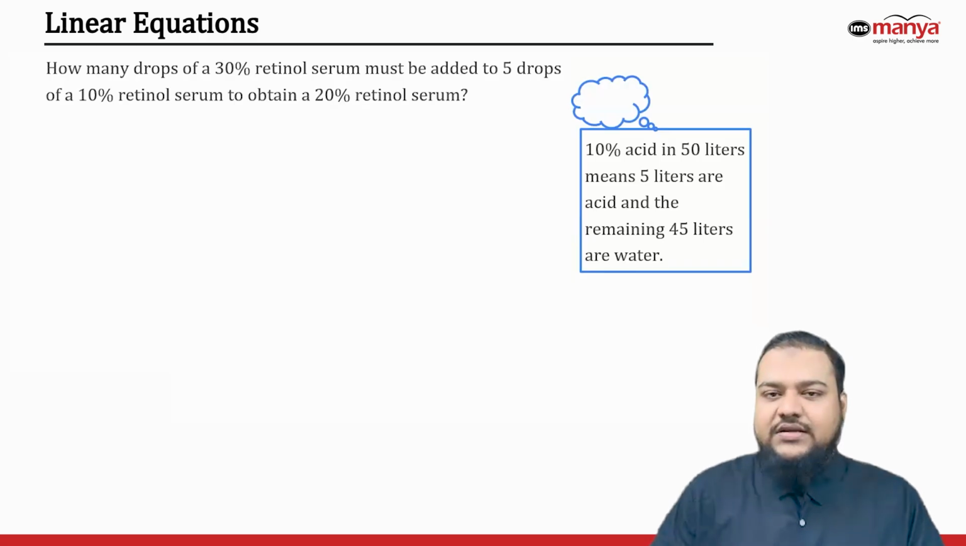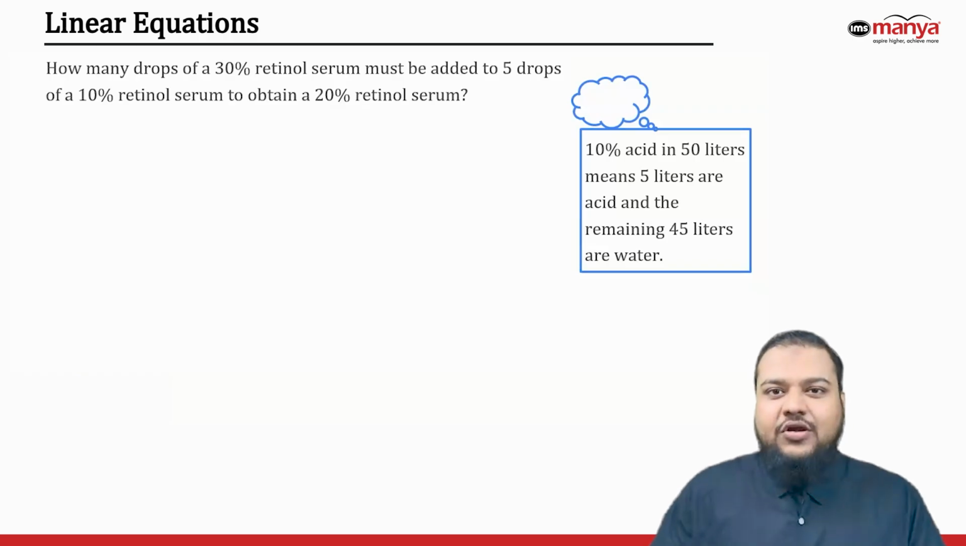Let's say there's a vessel which has a tag of 50 liters and 10% acid. What do you mean by that? Let's suppose that in that particular vessel, there are two components, acid and water. Then 10% acid in 50 liters means that 10% of 50 is acid, which is 5 liters, and the remaining is water, which is 45 liters. This is the way we interpret these percentages.